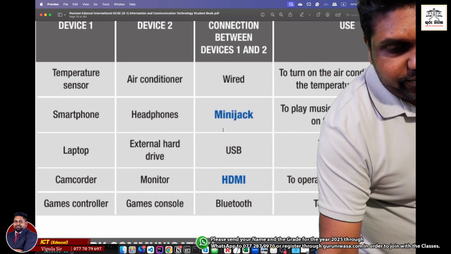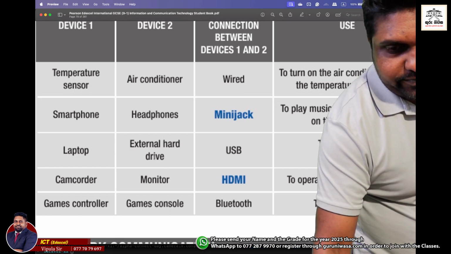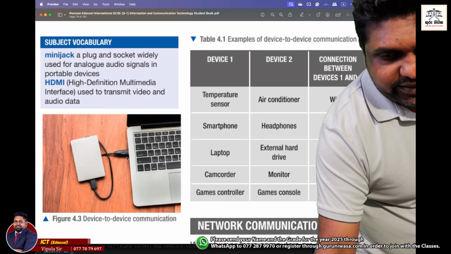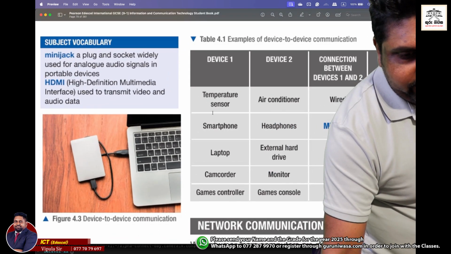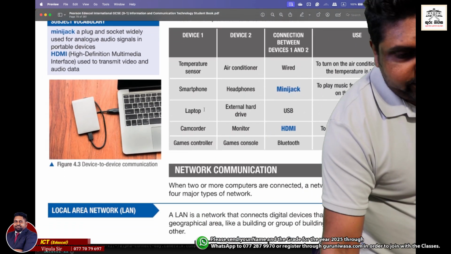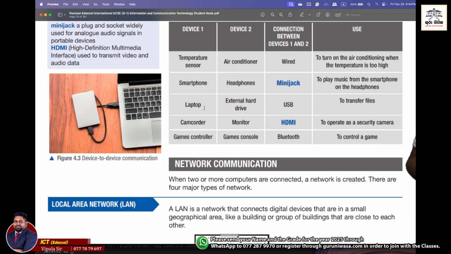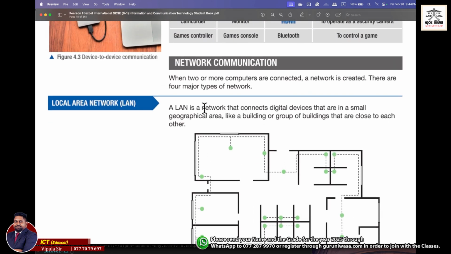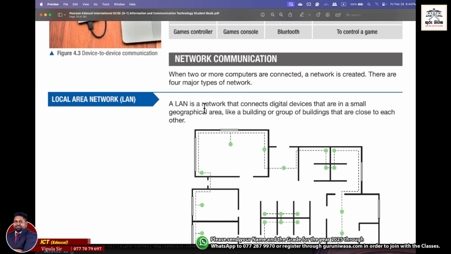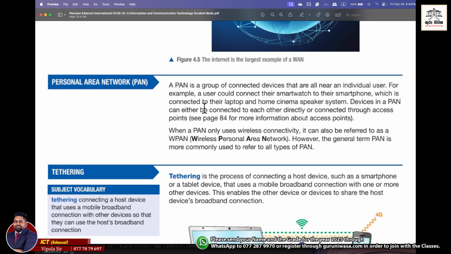So you guys should be able to come up with many different types of solutions for this, because whatever solution you can think of, where you get two devices connected together, it is the same concept as device to device communication. So that is device to device. Then we talk about network communication, so how a network is connected and how this data is being passed.